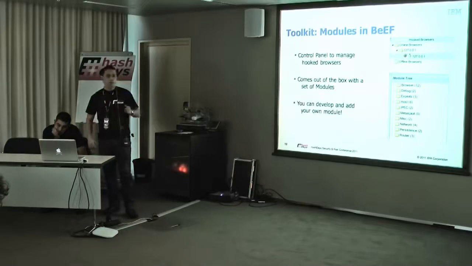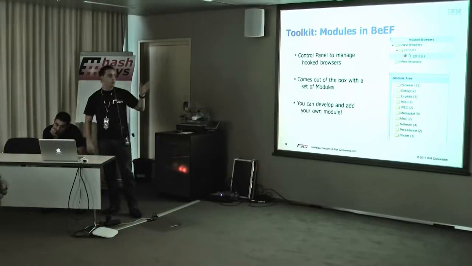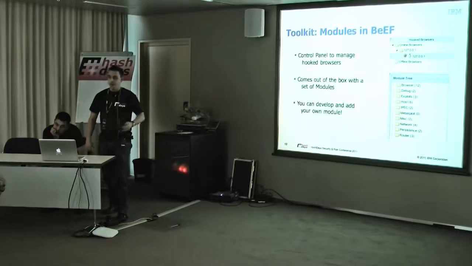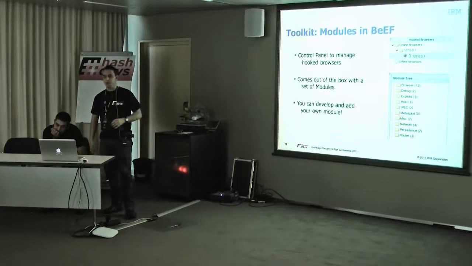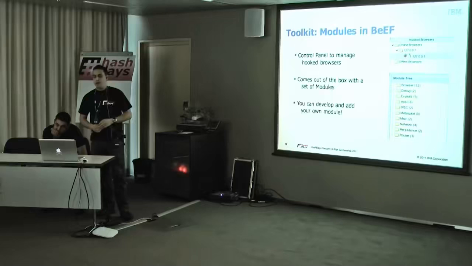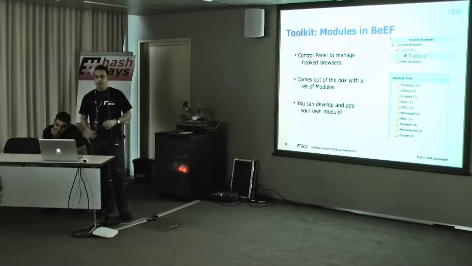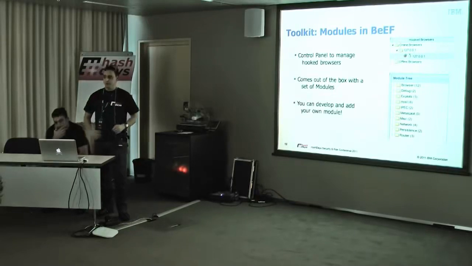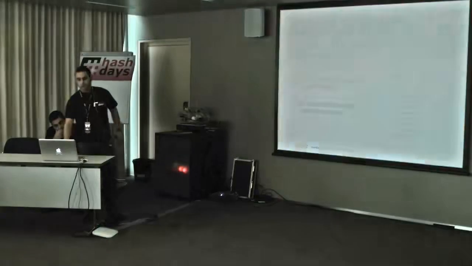Here we have an image where we can see the list of hooked browsers. With a quick look, we can see that we have a victim running Firefox on Linux. It's kind of a control panel to manage hooked browsers. It comes out of the box with a set of modules. We can see there the module tree, with different categories like exploits, the Metasploit integration, network, browser, and other categories. You can also develop your own module.